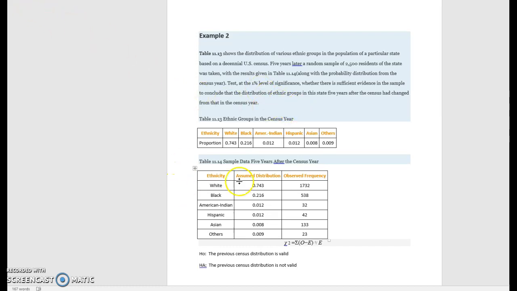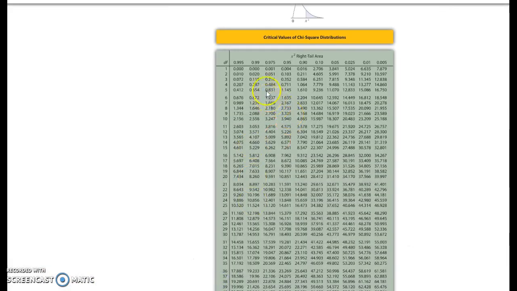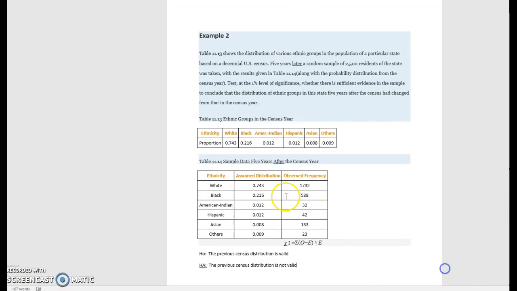So now before we go to that chi-squared table, let's note that we have 6 categories of ethnicity here. So our degrees of freedom is 5, one less than that. So we're going to look up 5 degrees of freedom at a level of significance of 0.01. So I'm going to pull up that table, and actually I think it's over here. Alright, so 5 degrees of freedom will be right there. 0.01 gives us 15.086.